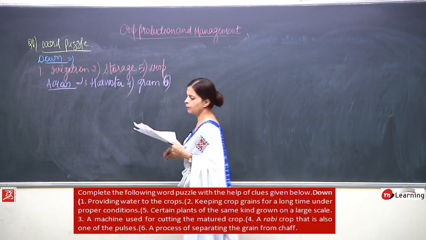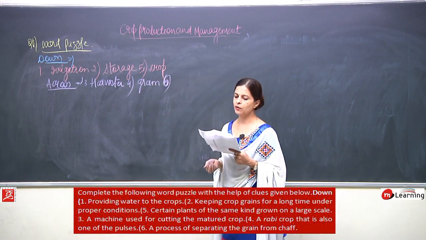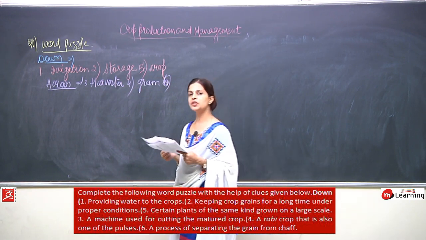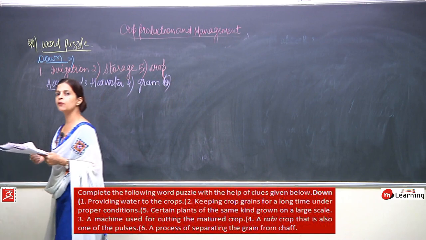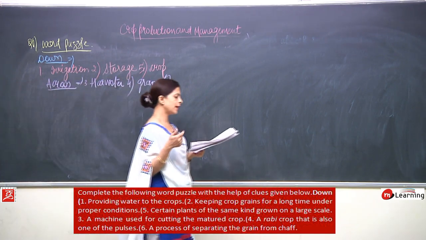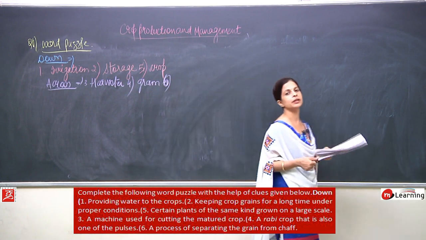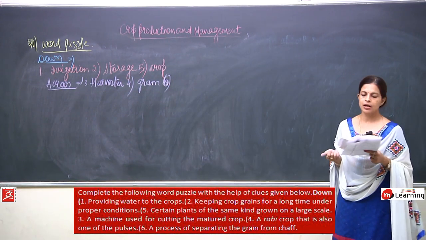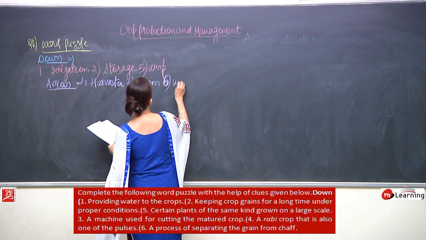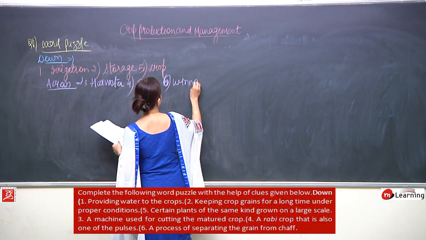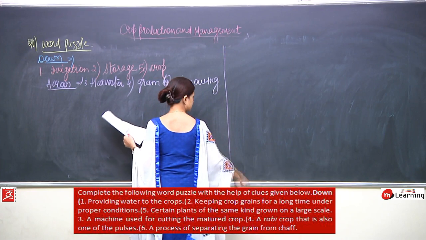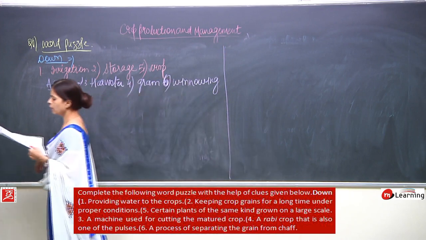Okay. A process of separating the grains from the chaff. See, I told you that they have given threshing, and I told you this two times before also, that in NCERT threshing and winnowing they have mixed it. But if you try to fill threshing over here, it won't fit. It will be winnowing only. A process of separating the grains from the chaff is what? Winnowing. Hope you all are clear with this.